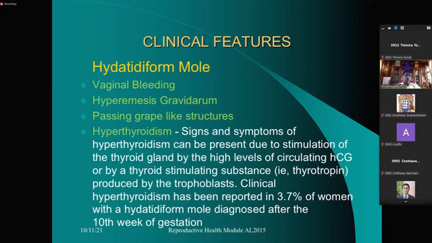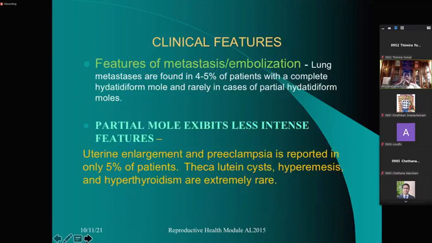And these people who have this exaggerated placental proliferation with high levels of HCG, HCG and TSH share a common alpha subunit. And they can present also with features of thyrotoxicosis or hyperthyroidism. Right. And although these are benign, I say these are benign lesions.